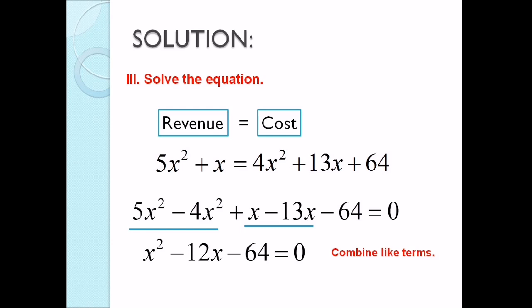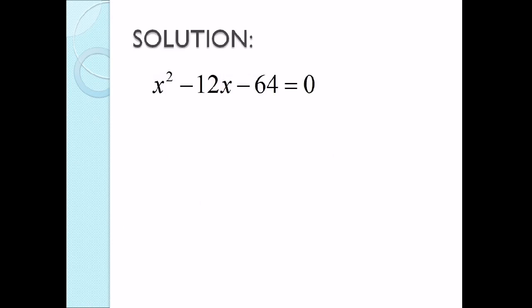So we will be forming a trinomial that we need to factor para makuha natin yung value ni x. So we have x squared minus 12x minus 64. Okay, so let us factor the trinomial. Again, factors of negative 64 that will give you negative 12 as your middle term. So one factor is positive and then the other one is negative.